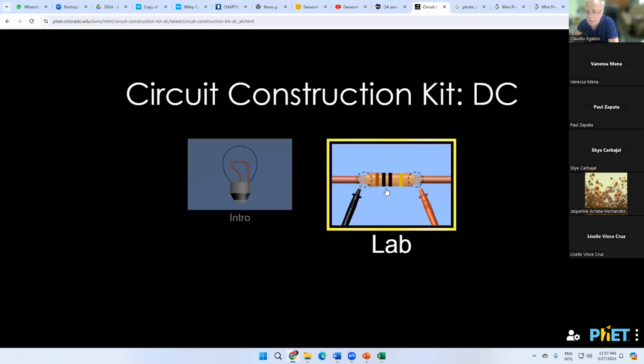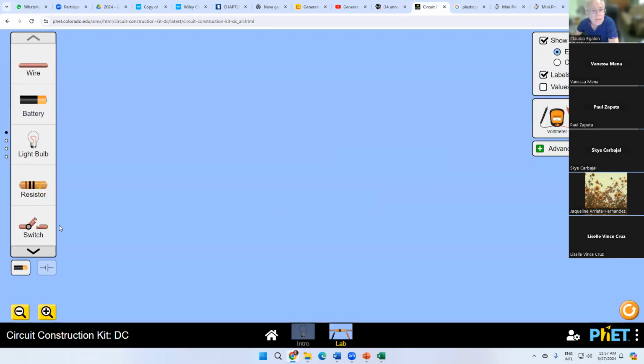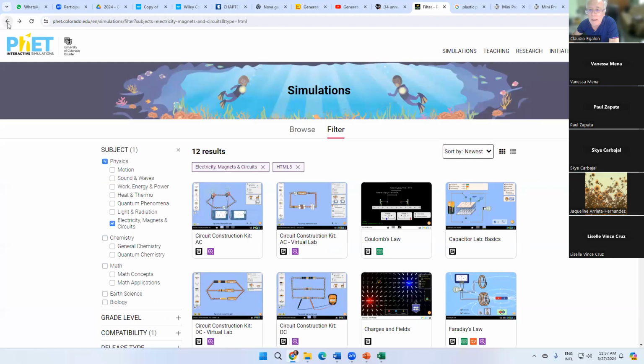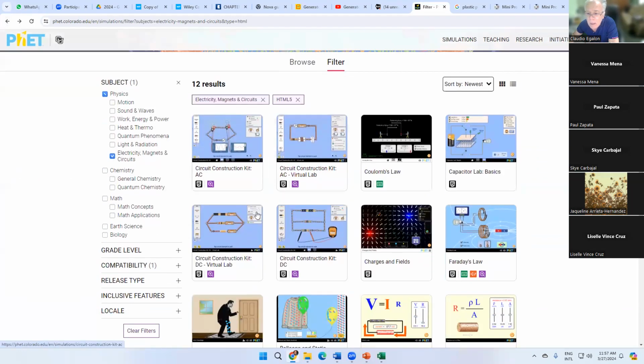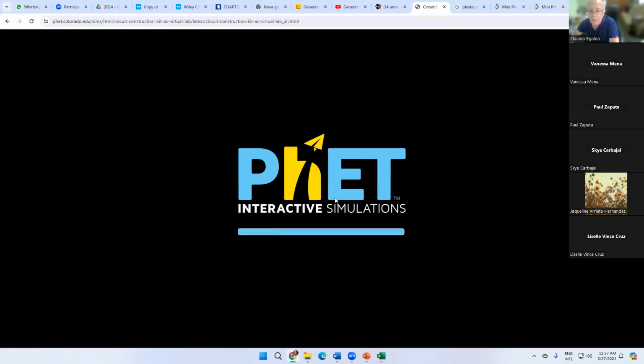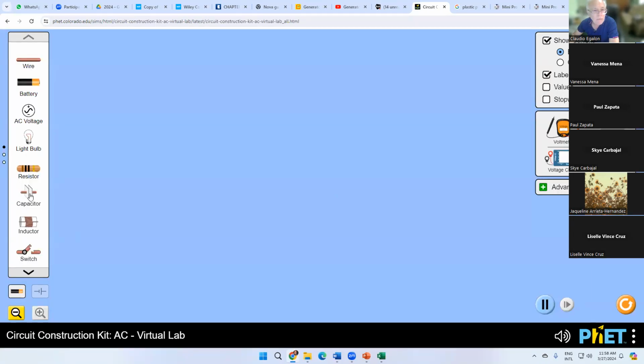And here go lab. This one we just did. Unfortunately, this one doesn't have a capacitor here. Yeah, I wish they had a capacitor. It doesn't have one for some reason. But the other ones with AC circuits do have a capacitor there. Let's go back. This one has a capacitor, and this one has a capacitor as well. Here you go. See, capacitors right in here.